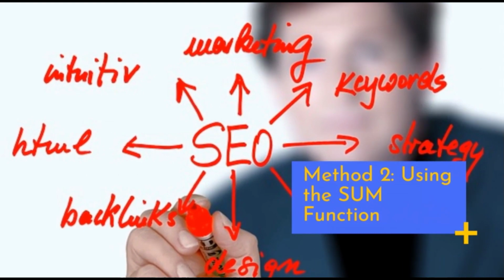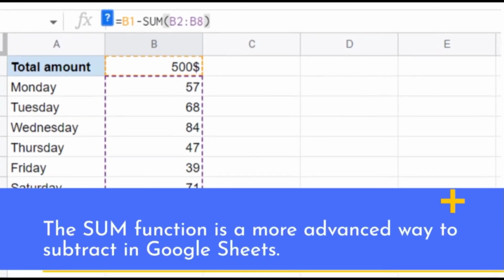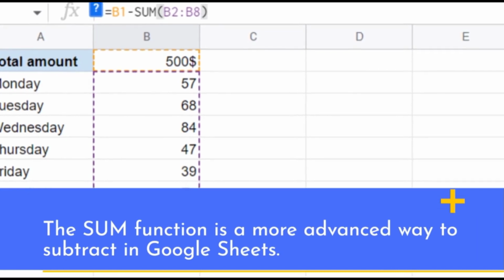Method 2, using the SUM function. The SUM function is a more advanced way to subtract in Google Sheets.